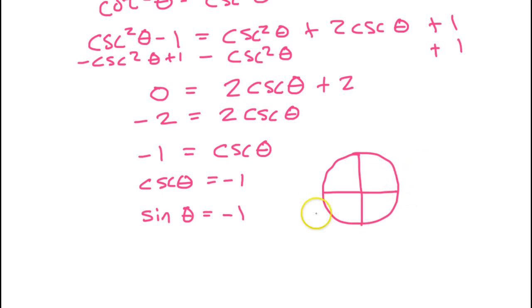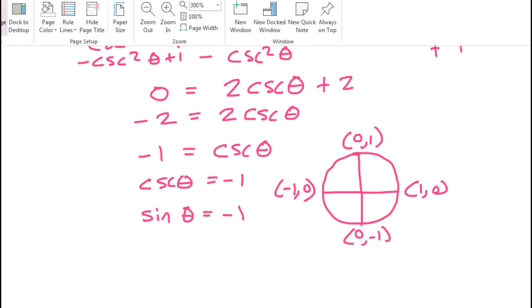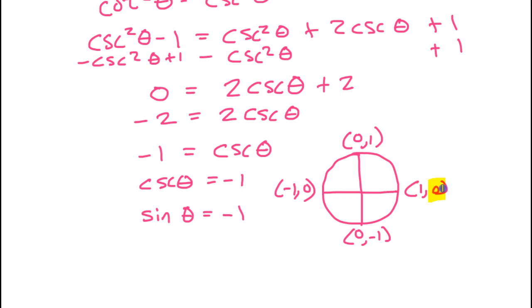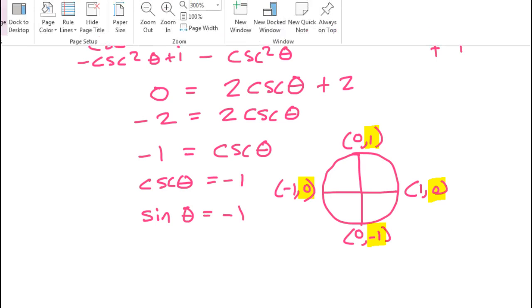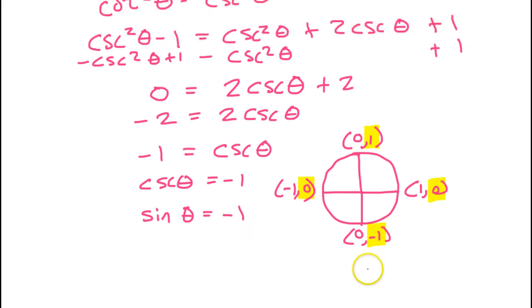Remember that the coordinates on the unit circle are (1, 0), (0, 1), (-1, 0), and (0, -1). On the unit circle, sine is a y value, so we only look at these numbers. We want the sine of the angle to equal negative 1. So that means right here, theta is equal to 3 pi over 2.